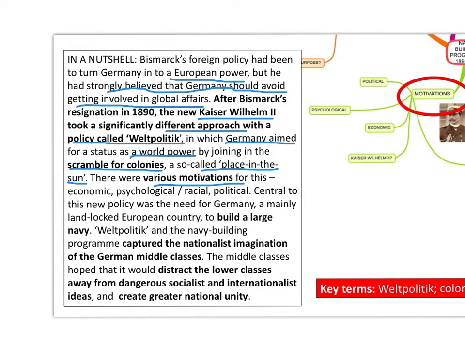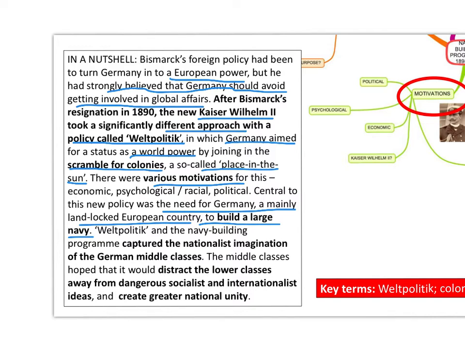Okay, so central to this new policy was the need for Germany, as a mainly landlocked European country, to build a large navy. Because if you're going to become a world power, you've got to get out onto the international seas. It's the only way to get your armies to travel. So you need to have a large navy. You need to have another branch to your armed forces. You can't just have an army, you now have to have a navy.